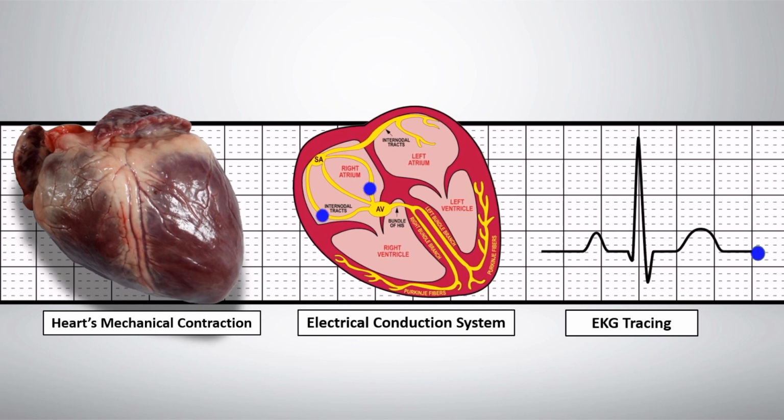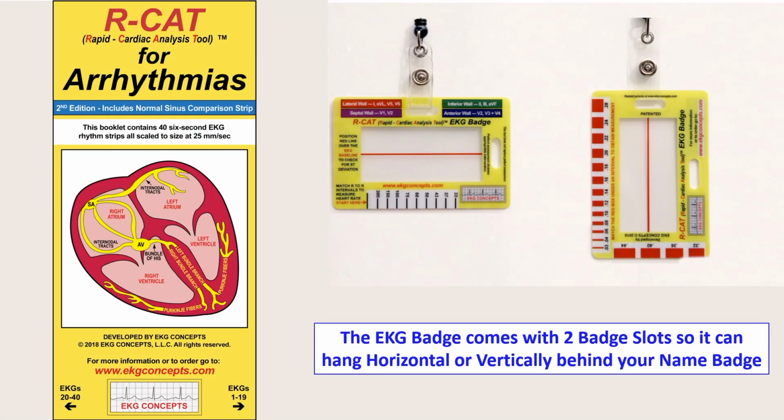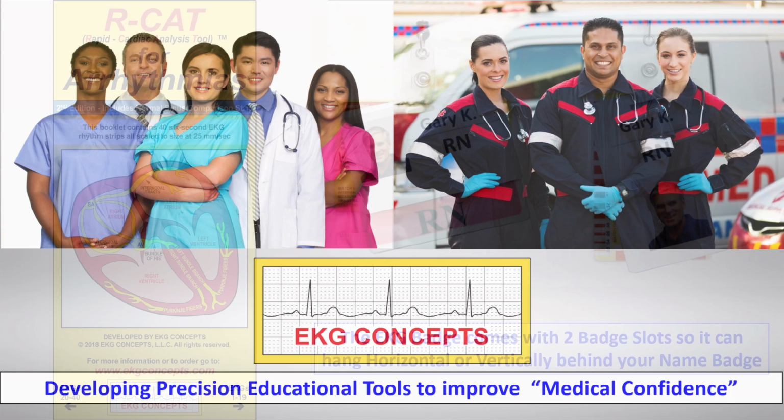Now that you're familiar with the EKG waveforms and the cardiac intervals and how they correlate to the electrical impulses and the mechanical contractions of the heart muscle, let's take an in-depth look at the 39 individual EKG rhythm strips in the Pocket RCAT for Arrhythmias. The EKG badge comes with 2 badge slots so it can hang horizontally or vertically behind your name badge.